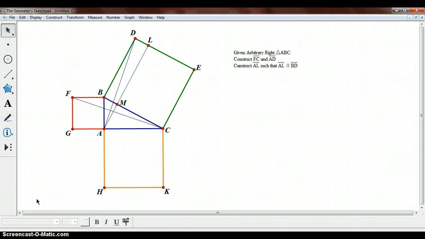So now that we have constructed these line segments AD and FC, we will attempt to prove that triangle FBC is congruent to triangle ABD. This step to our proof may not seem like it makes much sense right now, but it will help us in the long run in trying to prove that the sum of these two squares, the legs of the right triangle, will equal the square of the hypotenuse. So we will start off attempting to prove that these two triangles are congruent.